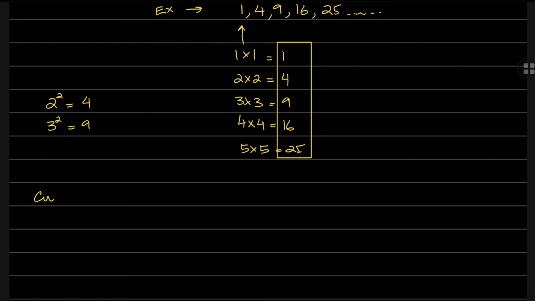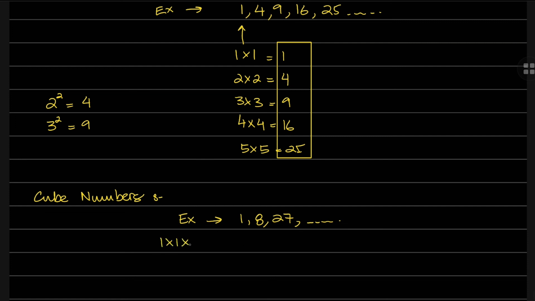Similarly, when we're talking about cube numbers, it's the exact same thing. Cube numbers are the numbers which have been multiplied by themselves 3 times. Let me list down a few examples. You have 1, you have 8, you have 27, and so on.